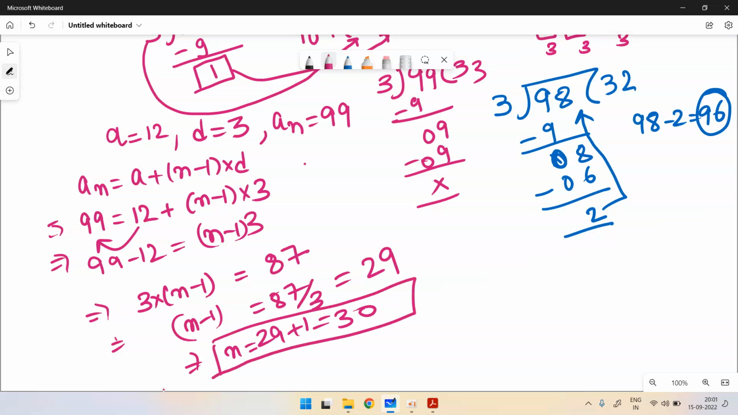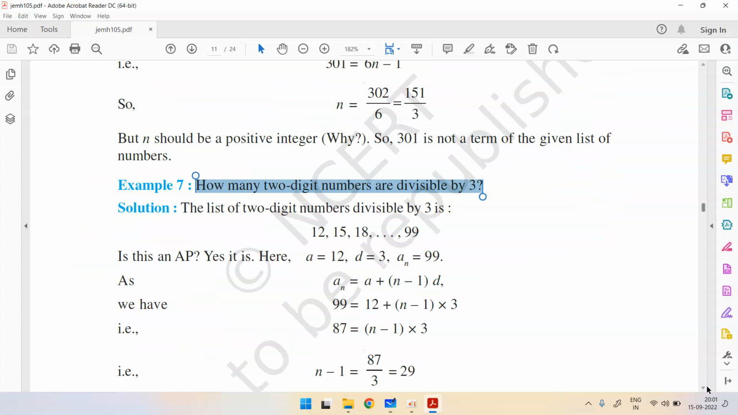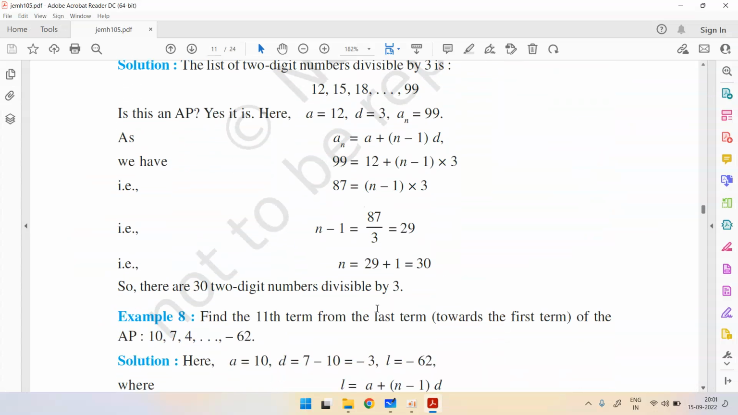numbers from the series 12, 15, and so on. So 30 two-digit numbers in total are divisible by 3. And if you check the answer, this is 30. And yes, this is the answer.